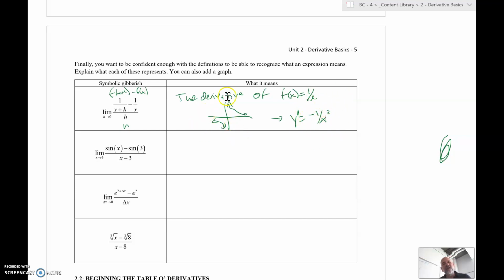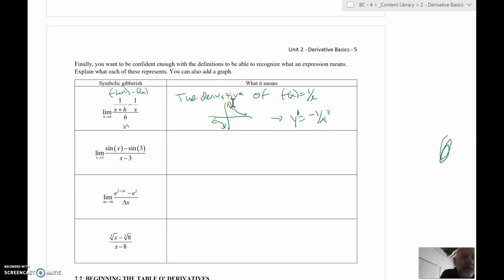Notice this is always negative because x squared is always positive and it has a negative 1 on top. Looking at the curve, the slope is always negative, so the derivative is always negative too, except at 0 where it's undefined, and that matches up too.